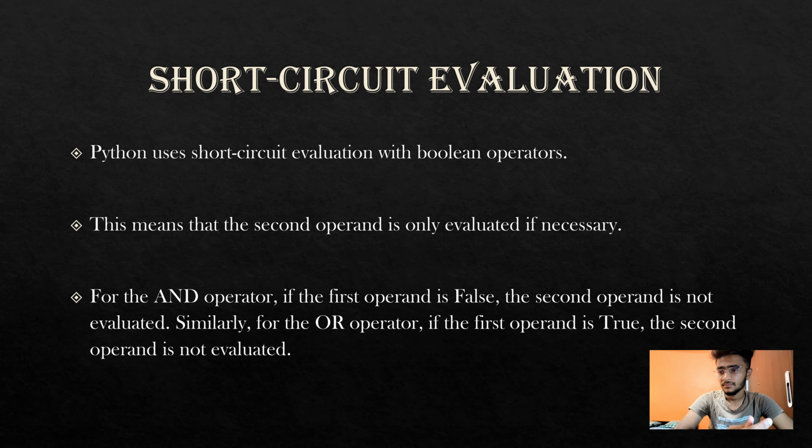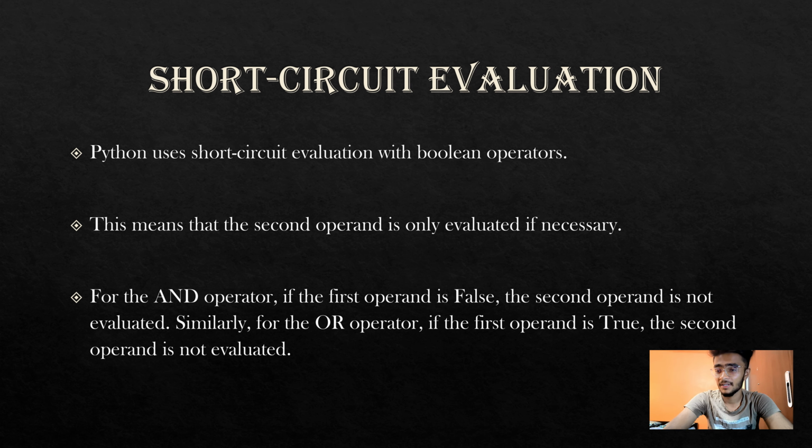Now we have short circuit evaluation. Python uses short circuit evaluation with Boolean operators. This means that the second operand is only evaluated if necessary. So while using any number of operands, if it is necessary to evaluate the second operand, it will evaluate, and if it is not necessary, it will not evaluate the second operand. That's what I told you right now.